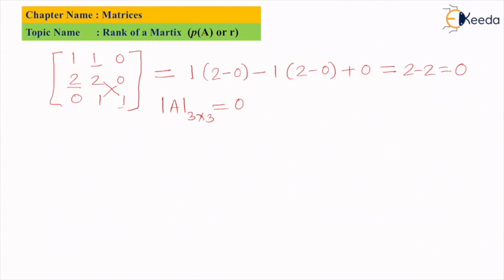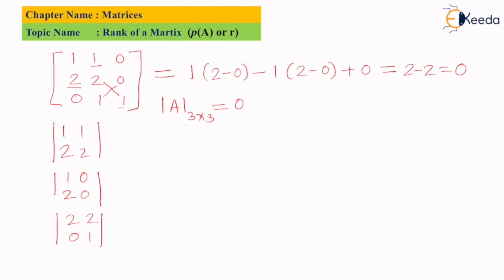So the first minor I can take here is 1, 1, 2, 2. I'll find out determinant of this. The second I can take as 1, 0, 2, 0. So guys, we have to take 2 by 2 minors. Next, third I can take as 2, 2, 0, 1 and so on. So we can get many minors over here.